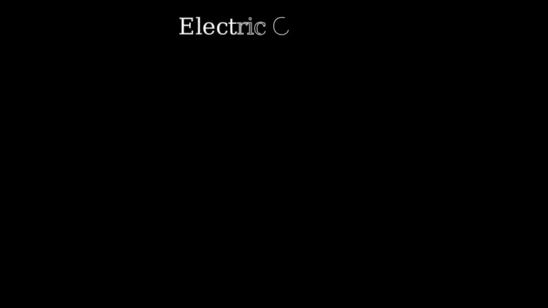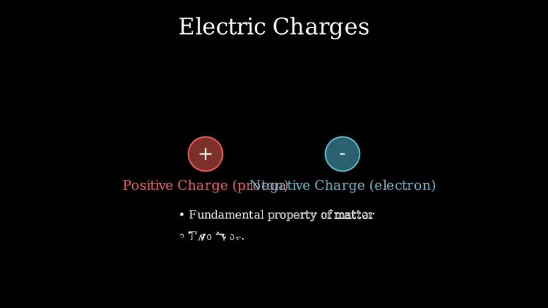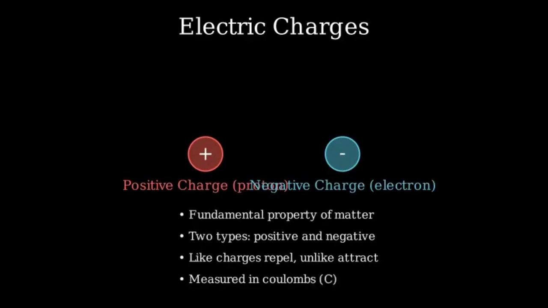Electric charges are a fundamental property of matter. There are two types: positive charges like protons and negative charges like electrons. Like charges repel each other, while unlike charges attract. The unit of charge is the coulomb.